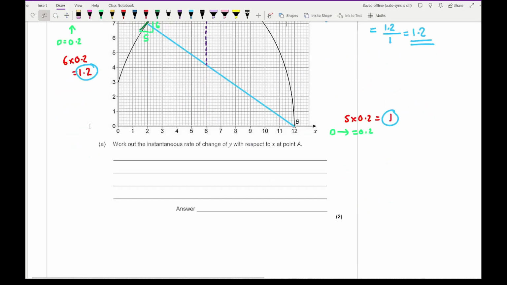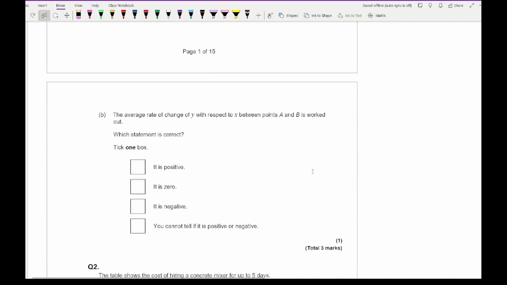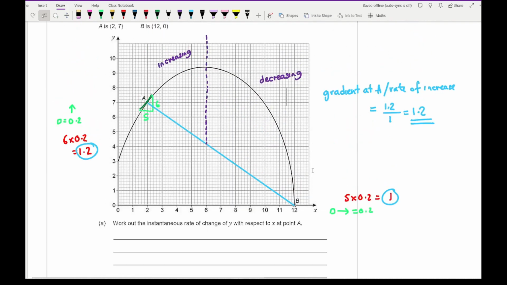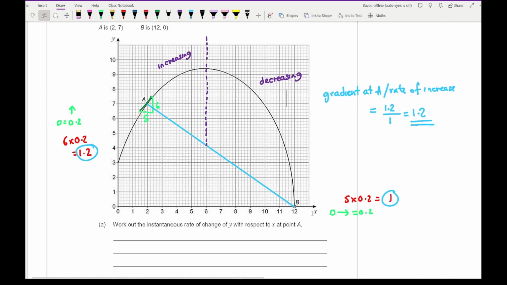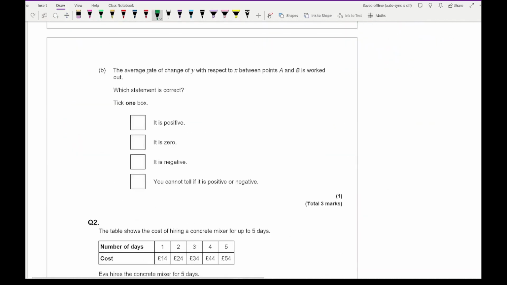So going back to the question, it says the average rate of change of Y with respect to X between A and B is worked out. Which of these statements is true? Well, if you're looking at the average, you can see that we're decreasing more than we are increasing. So in other words, we have more negative gradient than positive gradient. So the correct answer we need to tick is that it is negative.